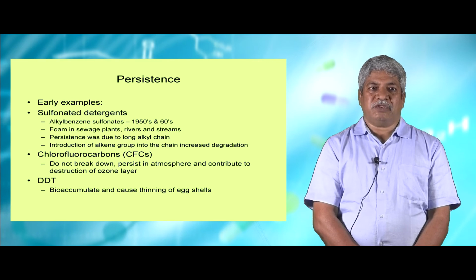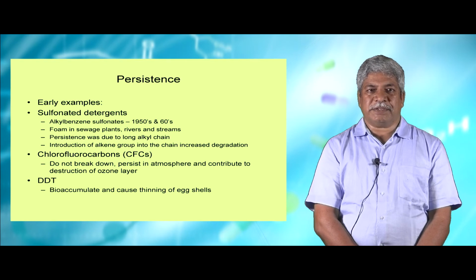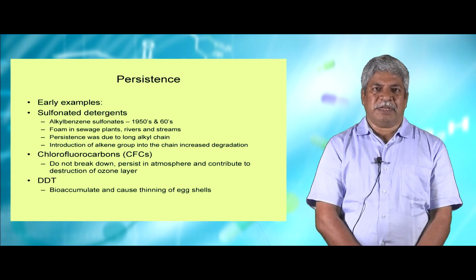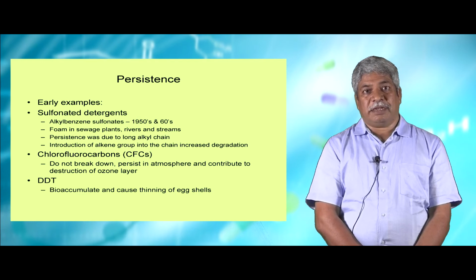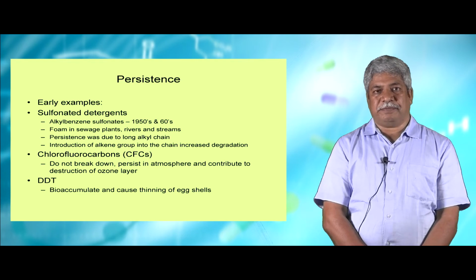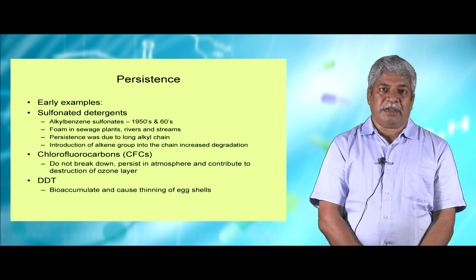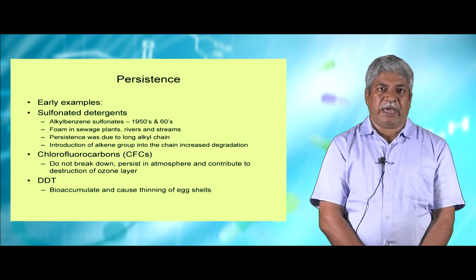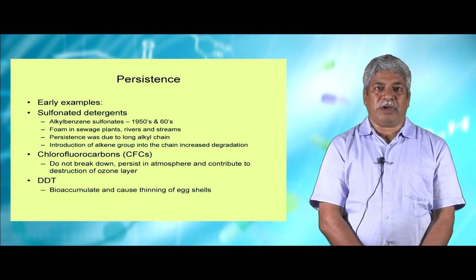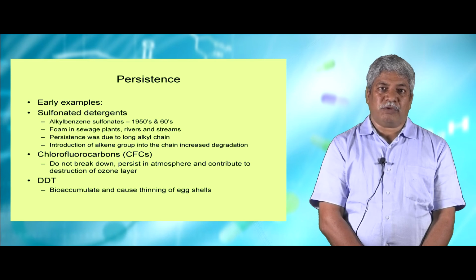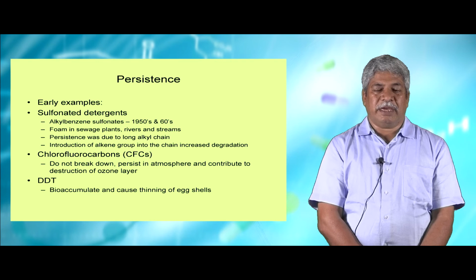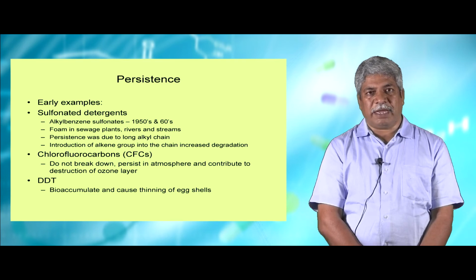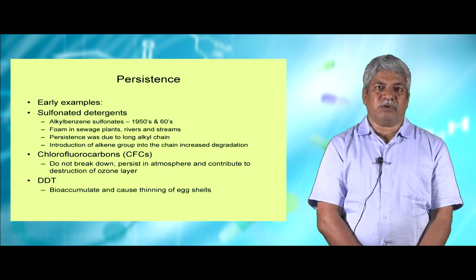Then one more compound, that is DDT, which bioaccumulates and causes thinning of eggshells. This DDT is a very good pesticide, but the problem is that it is not degraded. Even in polar bears, the DDT is detected. Then yet one more example, we can take chlorofluorohydrocarbons. These chlorofluorohydrocarbons, which we are using in coolers and refrigerators, enter into the atmosphere. So it takes a very long time to reach the ozone layer, and only in the ozone layer it reacts with the ozone, and as a result it will form an ozone hole which is harmful to humankind. That is, the UV rays can easily pass through this ozone hole.